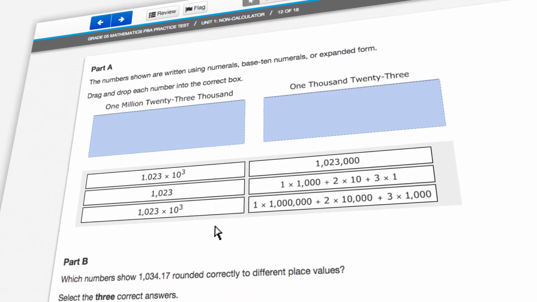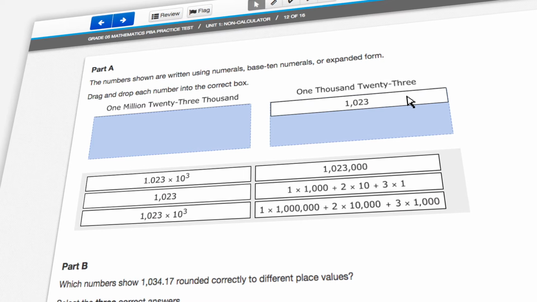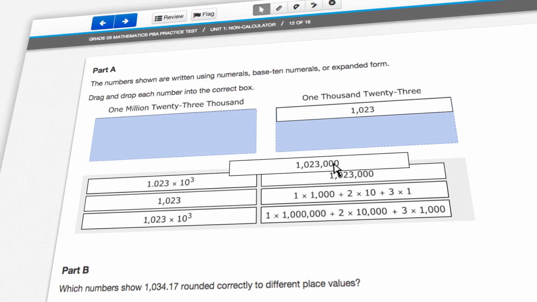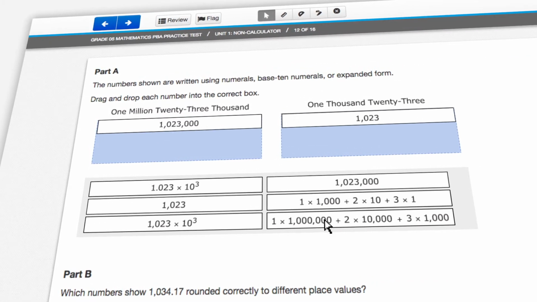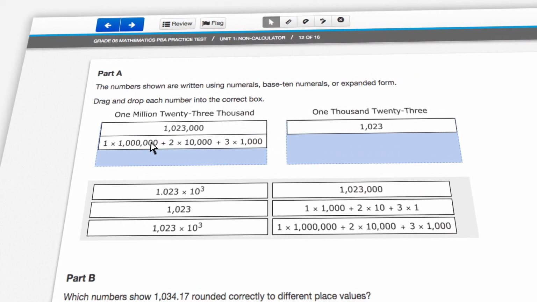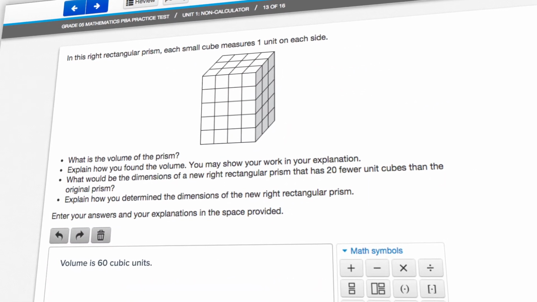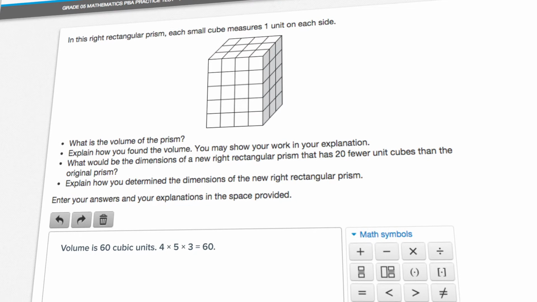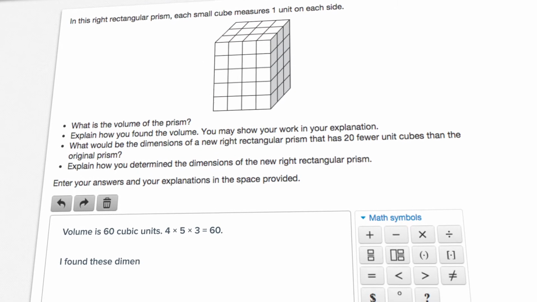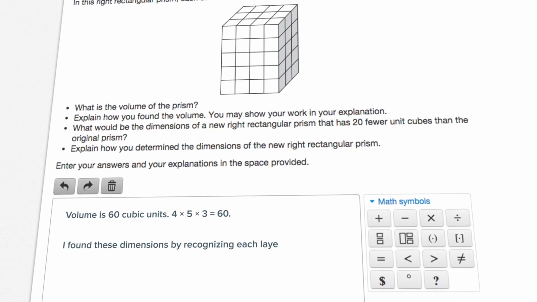Here, students need to use a drag and drop feature and answer multiple parts to a question. So students have to understand more than just a single concept. When asked to find the volume of a cube, students are asked first to show the equation and formula they use, and then to type how they found their answer.